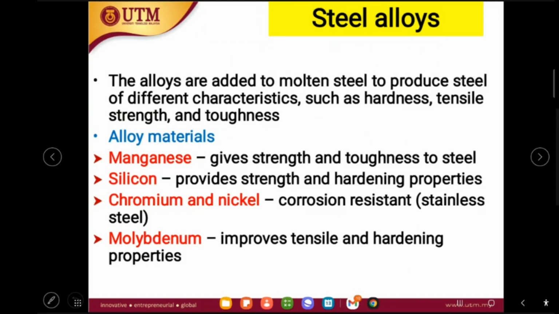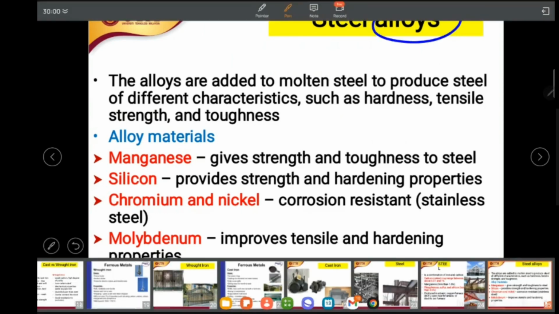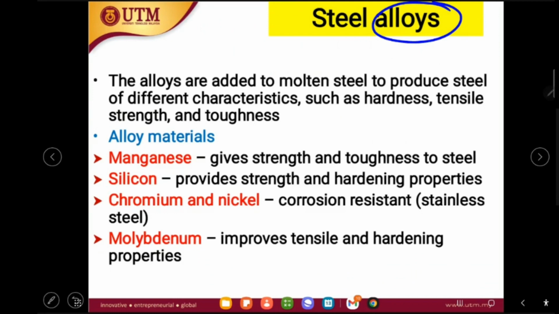So steel alloy. Like we mentioned earlier, alloying is the addition of other materials into the iron; we alloy them together. Alloys are added to molten steel to produce steel of different characteristics. If we want to improve the hardness, tensile strength, or toughness, we can add alloys.